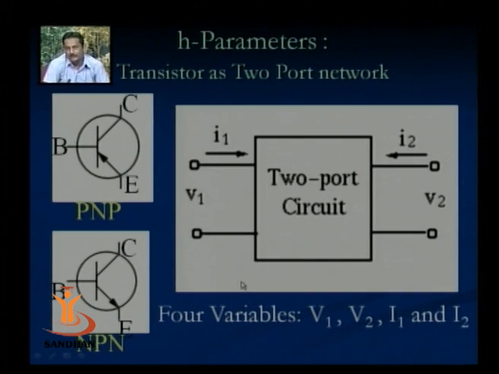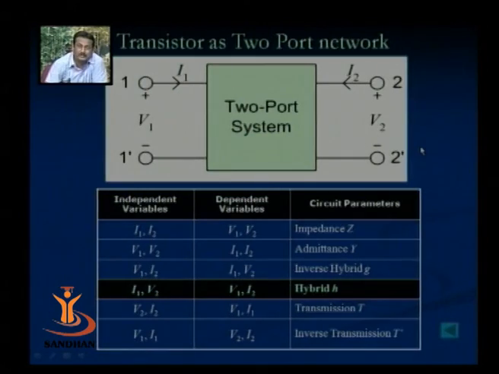Now as we can see, there are four variables in this figure. V1 is the input port, so that is the input voltage. V2 is the output port, so that is the output voltage. I1 is the input current, and I2 is the output current. So these are the four variables.